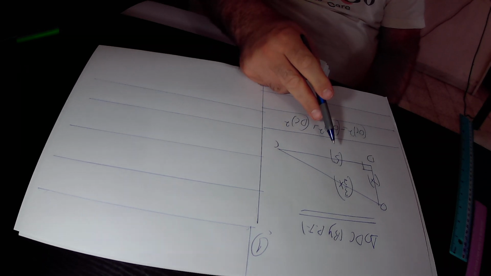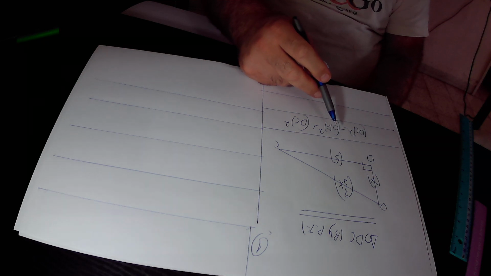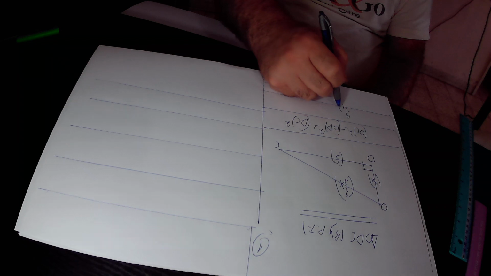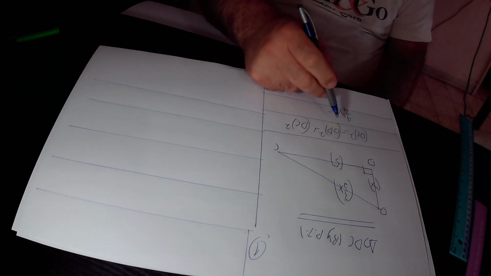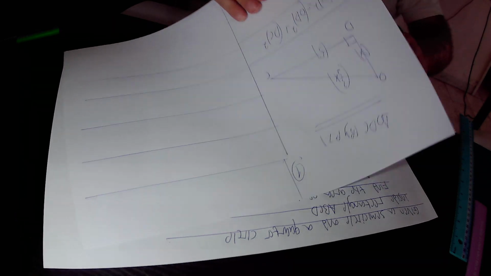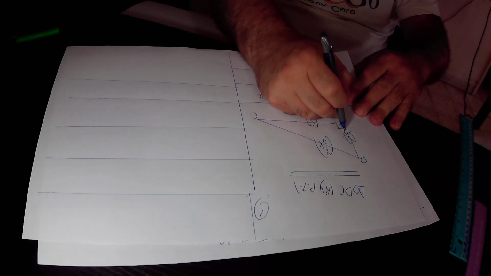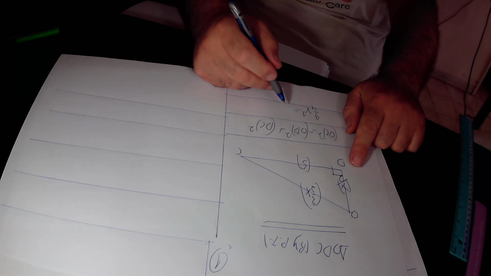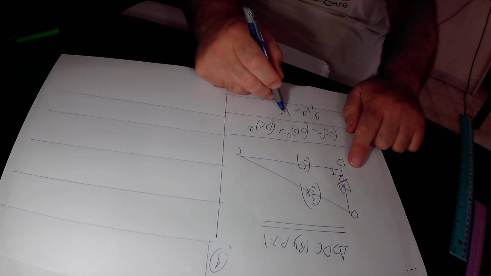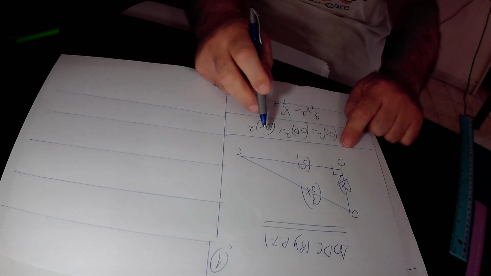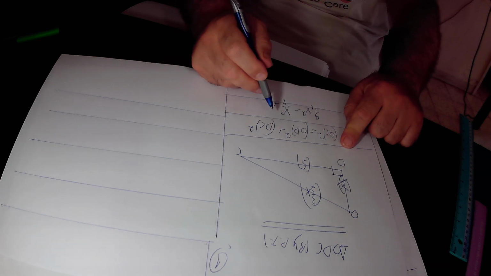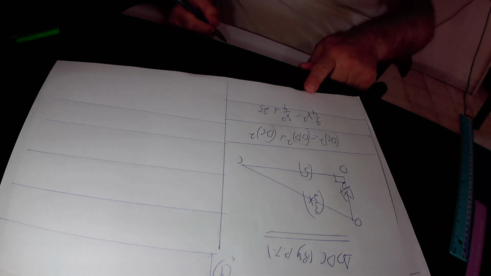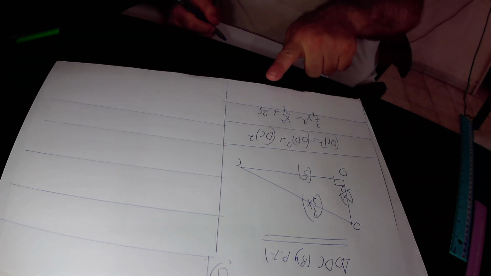OC is 3 over 2 times x, therefore OC squared is 9 over 4 times x squared, and it is equal to OD squared. OD is x over 2, therefore OD squared is x over 2 squared, that is x squared over 4, plus DC squared. DC is 5, therefore DC squared is 5 squared, that is 25. So in conclusion, 9 quarters x squared equals 1 quarter x squared plus 25.